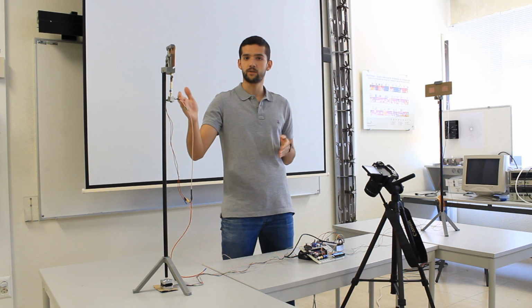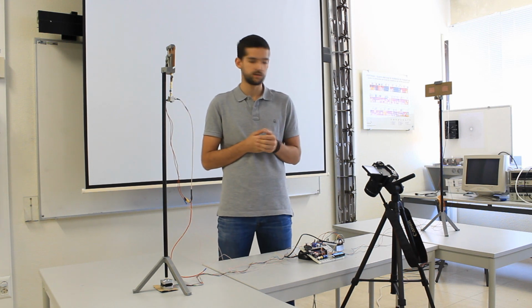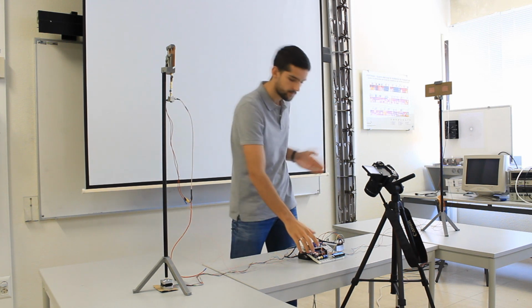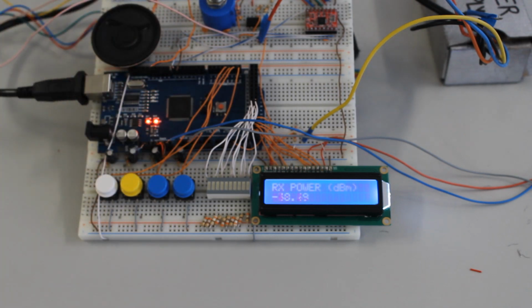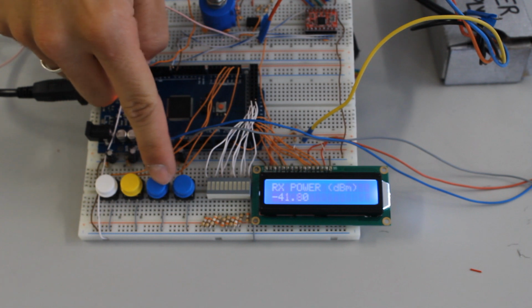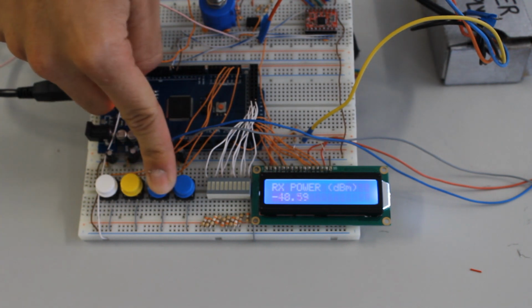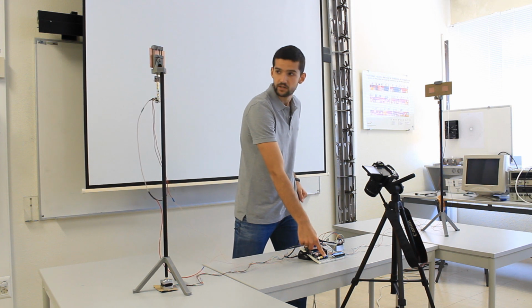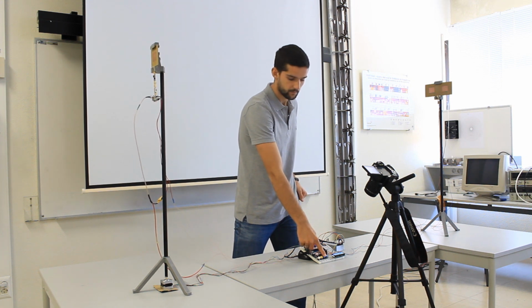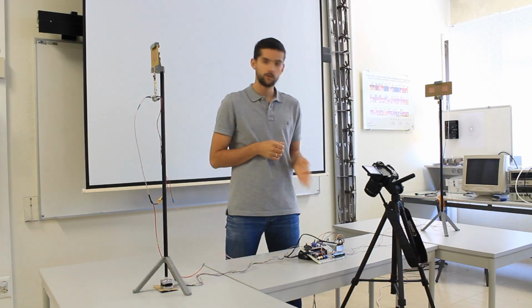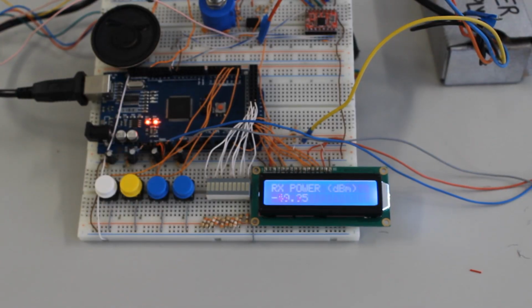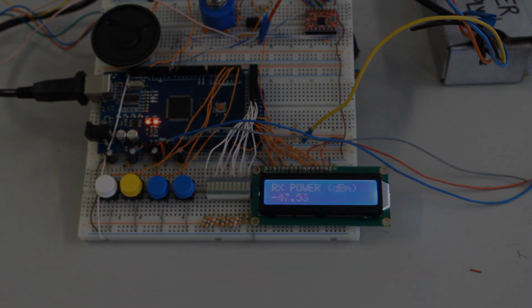Considering that our VCO is currently working at 2.1 GHz, we can now check the received power and how it changes when changing the angle between the antennas. You can see, now it's about 37. And by changing its orientation, it will get worse. Now it's about minus 50.